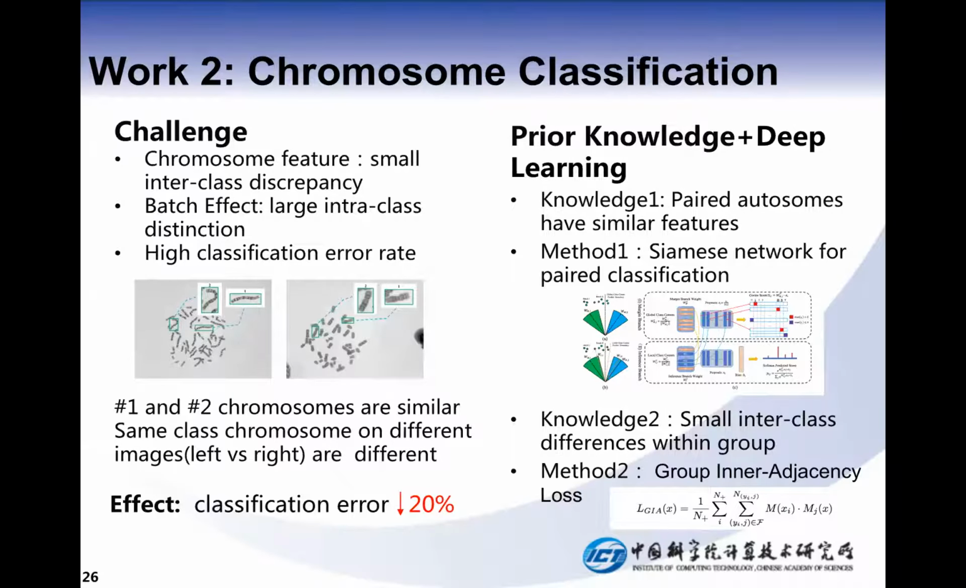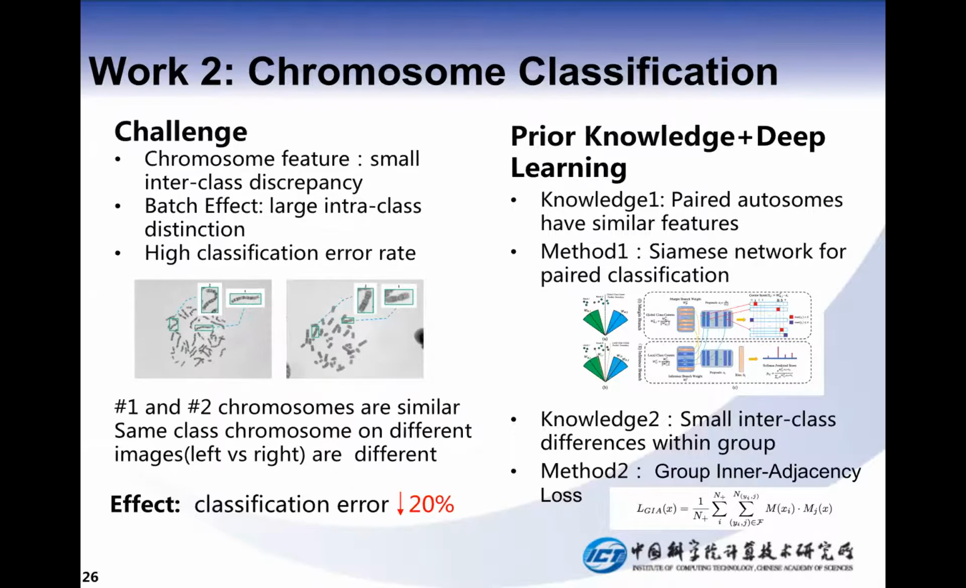We face 2 challenges. The first challenge is small interclass discrepancy. As shown in the figure, the number 1 and number 2 chromosomes in each figure are very similar. On the other hand, there is large intra-class distinction. For example, in the left and the right figure, the chromosomes are displayed with very different features. So this will cause a high classification error rate.